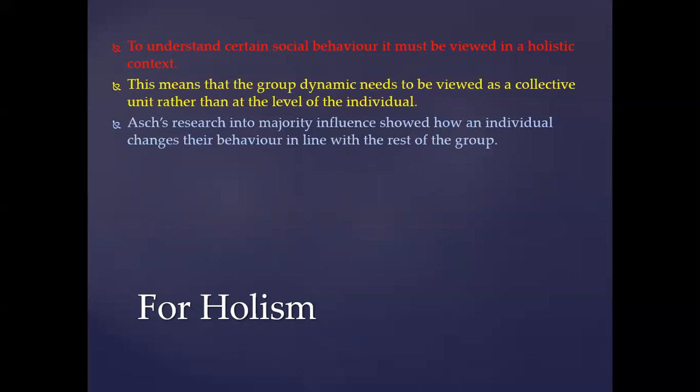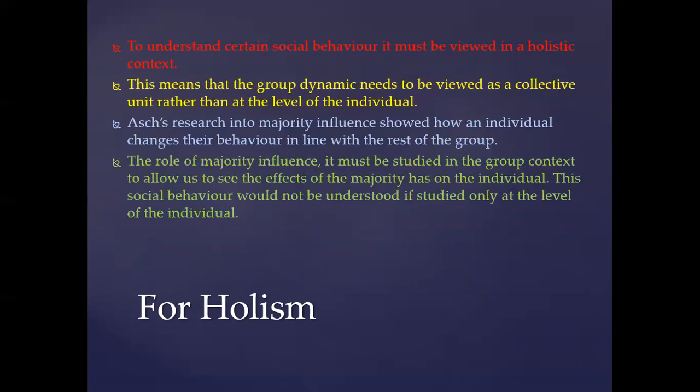Now we want to elaborate. Elaborate means explain why this evidence links to the point. The role of majority influence must be studied in a group context to allow us to see the effects the majority has on the individual. This social behaviour would not be understood if studied only at the level of the individual. So it's clearly explaining how this piece of research links to the point. So we've got a point, explain, evidence, elaborate.